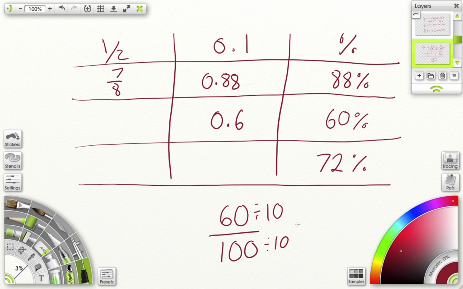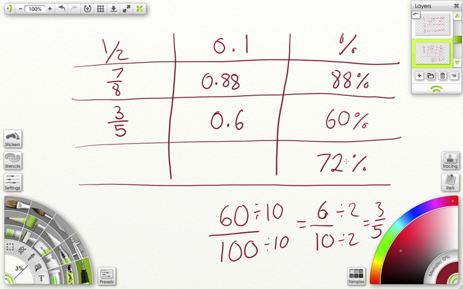So 60 divided by 10 gives me 6. 100 divided by 10 gives me 10. And I can still simplify it further because both of these are even numbers. So I can divide it by 2, which gives me 3 over 5. So I can't make it any smaller, so I know my fraction is going to be 3 over 5. All right, so that's if you're given just the decimal.